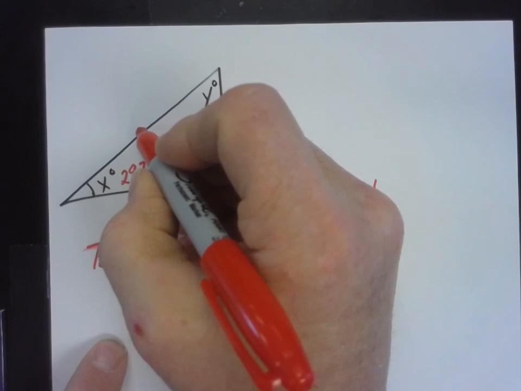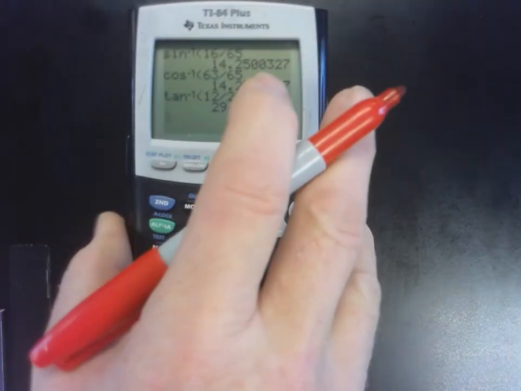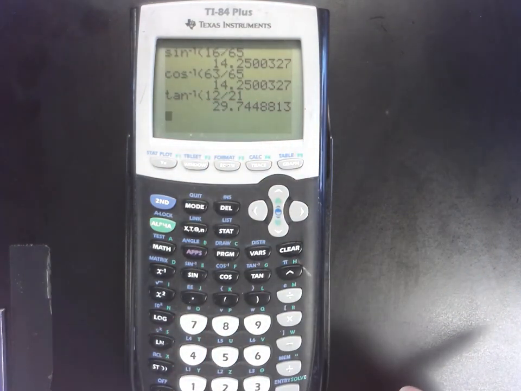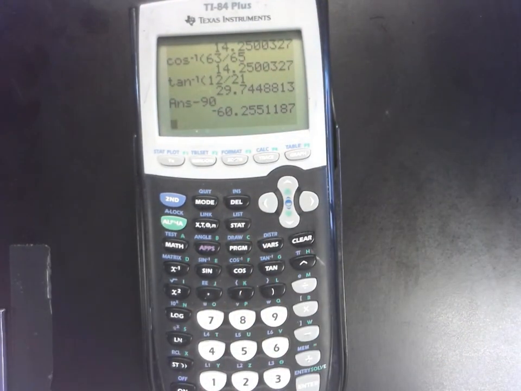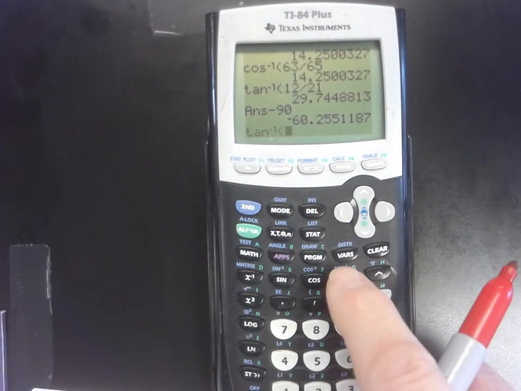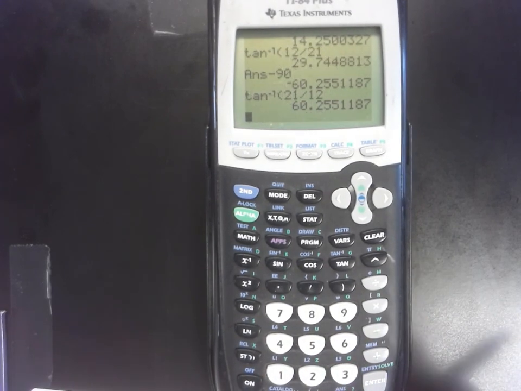Got it? Okay, so here, if we do, well, heck, isn't the other angle 90 subtract that much? So if I just subtract from 90, of course it won't be negative, but we should get 60.56, shouldn't we? Or you can do the answer plus the inverse tangent. Yeah. So I just want to make sure that we get the same thing here. So the inverse tangent of 21/12 is 60.26, isn't it? And it has to be.